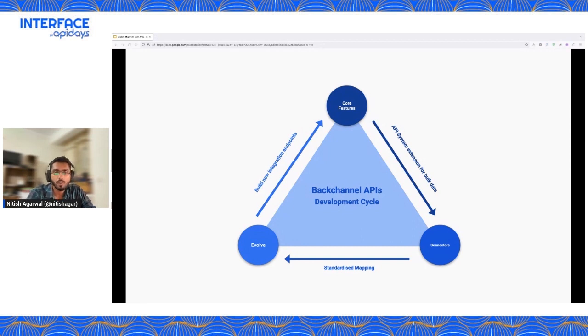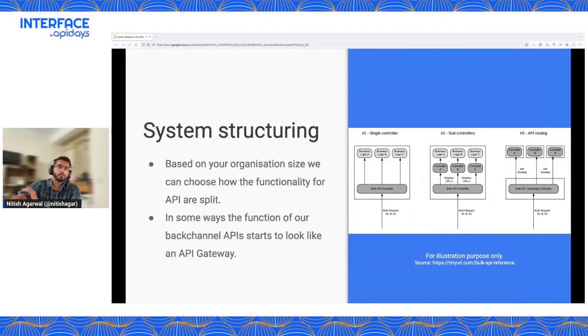Okay, so I think as we started upfront in our slides, we go 1 to 2 levels deep, and then we just come back up. So this is my last content-heavy or dense slide. I just want to give you a flavor of system structuring. This is a bigger concept which I cannot explore in the last couple of minutes here, but what I do want to talk about is the diagram on the right. This is for illustration purposes. Ignore the bulk API or the controller logo.